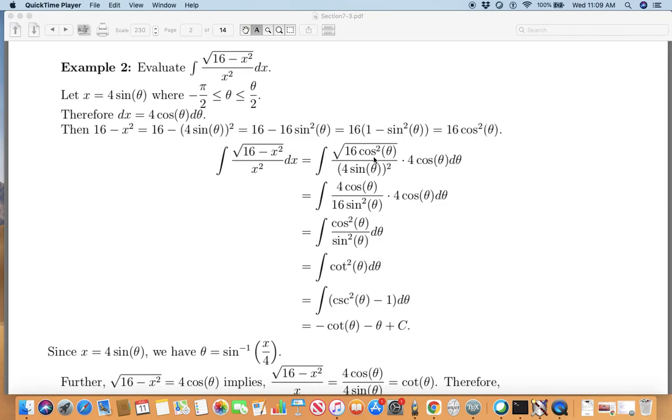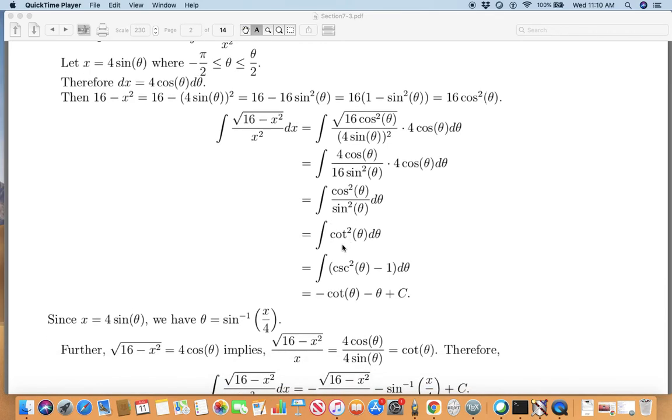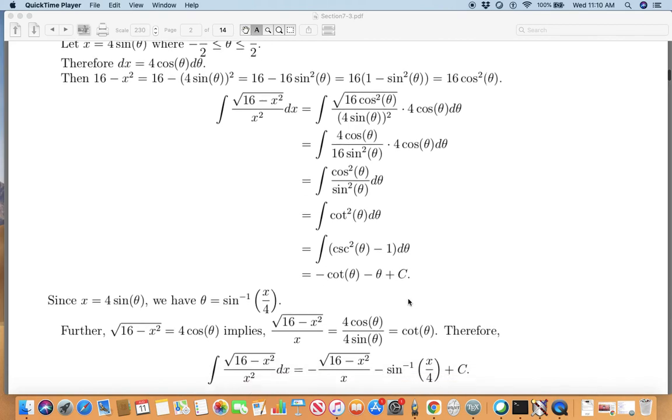So upon simplification, the numerator becomes 4 cosine theta, the denominator becomes 16 sine squared theta, and you have one more multiple, 4 cosine theta. Simplifying, 4 times 4 is 16 over 16, the constant goes away: cosine squared over sine squared. Cosine squared over sine squared is cotangent squared. Cotangent squared is nothing but cosecant squared minus 1. The integral of cosecant squared is minus cotangent. The integral of 1 is theta. Don't forget the constant of integration.